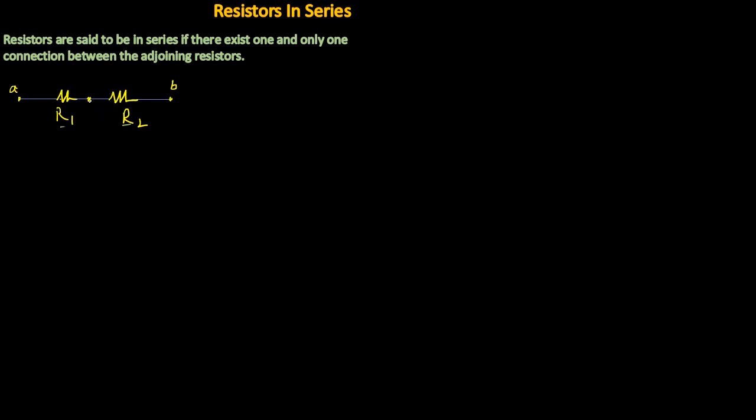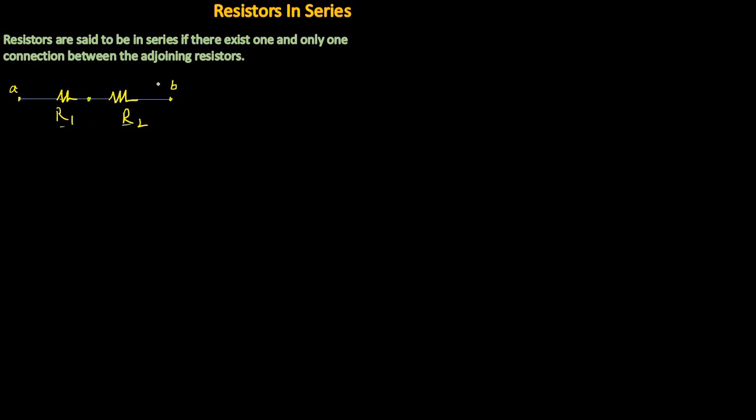Now if we connect another resistor at the adjoining point of these two resistors, then we cannot say that R1 and R2 are in series, because there is another resistor connected between the adjoining point of these two resistors.